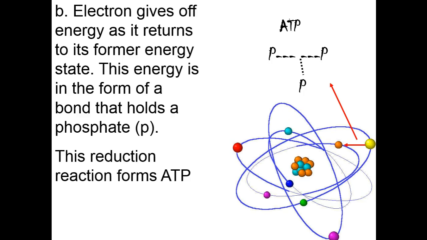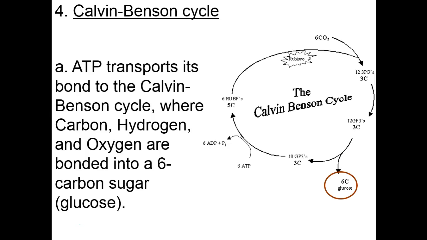Now the electron, as it returns, because what comes up must come down, as the electron returns to its former state, it's going to give off a bond that holds a phosphate. So we now have 3 phosphates. And you might say, well, who cares? Phosphate, I don't even know what that is. Well, it's kind of important because this is what fuels our body too, ATP. Adenosine triphosphate, 3 phosphates.